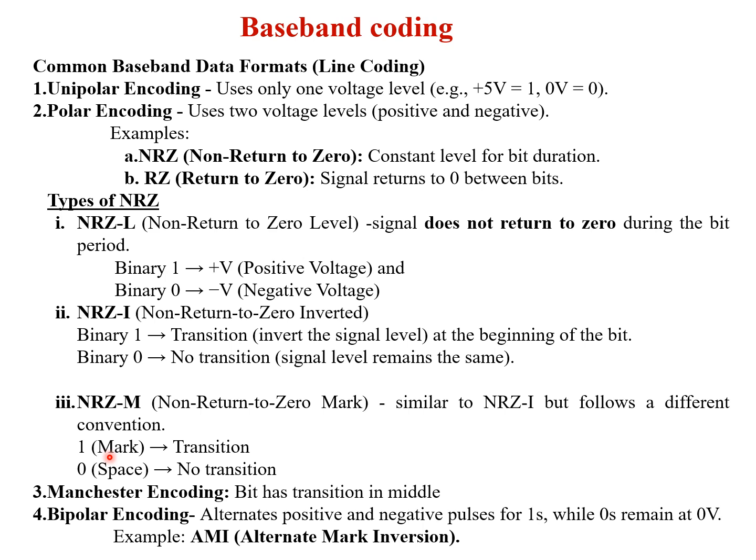NRZM, non-return to mark, is similar to NRZI but follows a different convention. Binary 1, mark, so there is a transition. Binary 0, space, there is no transition.